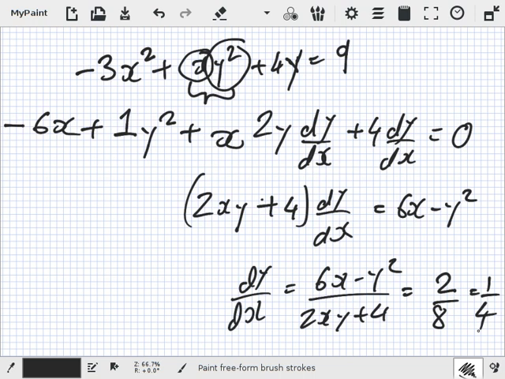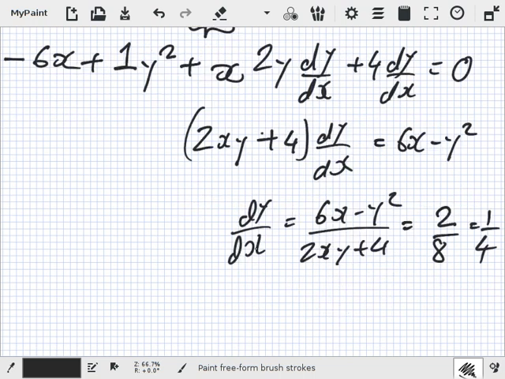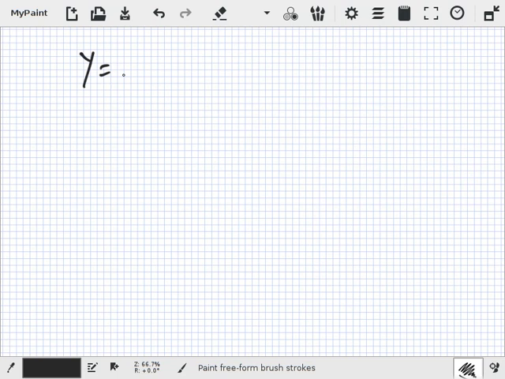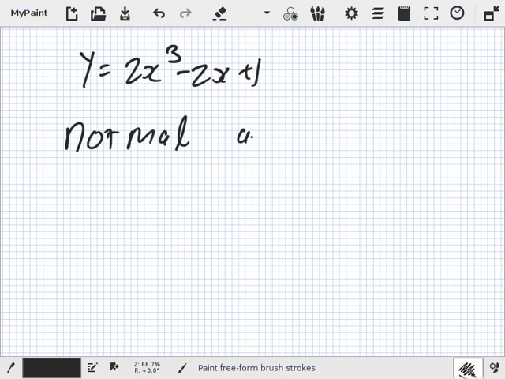Okay. Is that okay? Now, I'll do another one, but I think it's not a bad idea if I just give you a minute to try it. It's another normal one where you have to find the normal. So I'll write it on the board here. Do you all have that? So the next one is y equals 2x cubed minus 2x plus 1. And I want the normal at a half, a quarter.